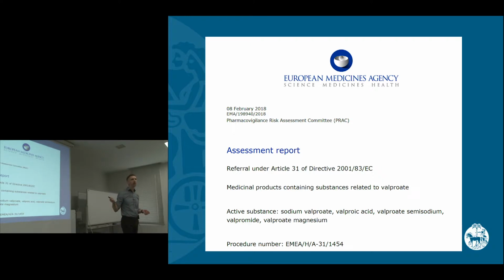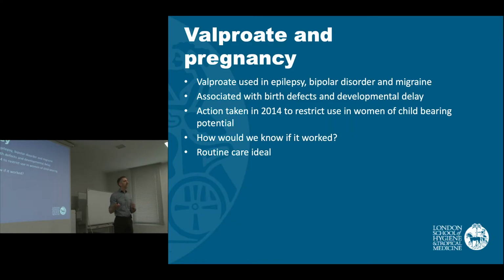And I've given you one example here, which relates back to the question of sodium valproate and the problem with birth defects. So this is an issue that had been ongoing for several years, and there had been an agreement that what needed to happen was a pregnancy prevention program. Now, the drug is used in epilepsy, bipolar disorder and migraine. And back in 2014, there was some action taken to try to restrict the use in women of childbearing potential and to prevent future pregnancy. So that's the risk minimisation.